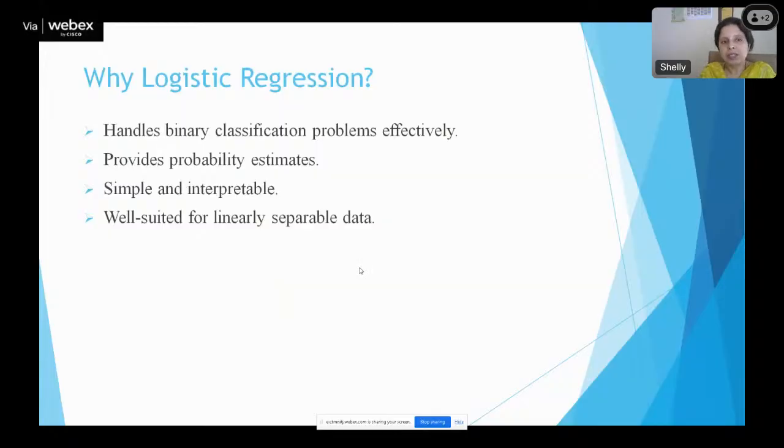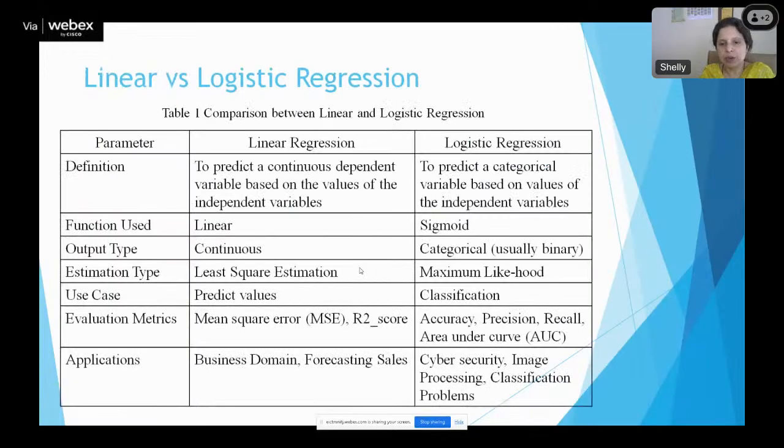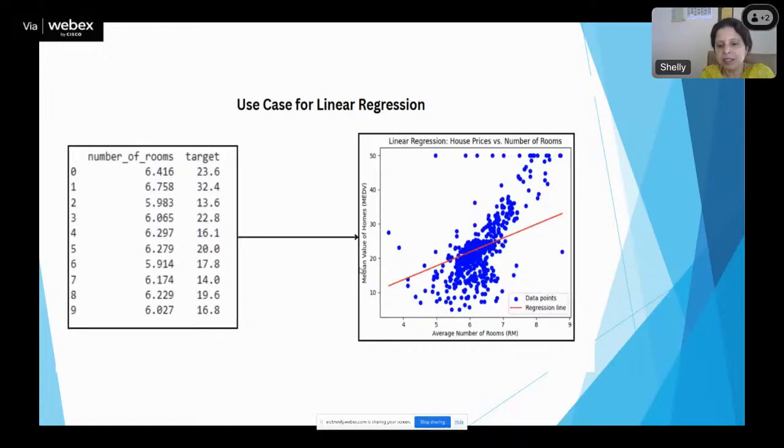Now, why logistic regression? The answer is, first, because it's simple and interpretable. It's well suited for linearly separable data. It provides probability estimates as well, and it handles binary classification problems very effectively. So that is why we usually go with logistic regression. I'll tell you some use cases before I differentiate between them. If I consider a use case for linear regression and also discuss a use case for logistic regression, you'll be able to differentiate between the two.